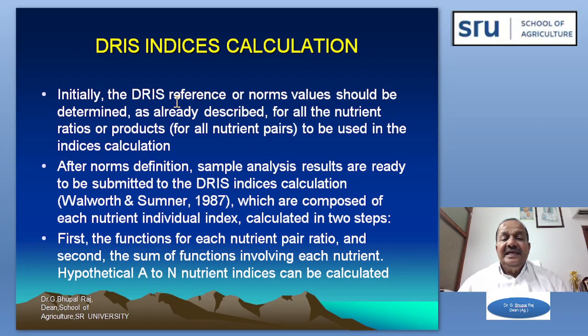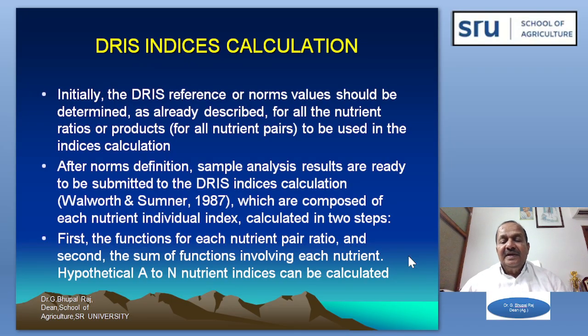So initially, the DRIS reference or norm values should be determined as already described for all the nutrient ratios or products used in the indices calculation. After norms definition, sample analysis results are ready to be submitted to the DRIS indices calculation, which is composed of each nutrient individual index calculated in two steps. First, the functions of each nutrient pair ratio, and second, the sum of the functions involving each nutrient. Hypothetically, A to N nutrient indices can be calculated.